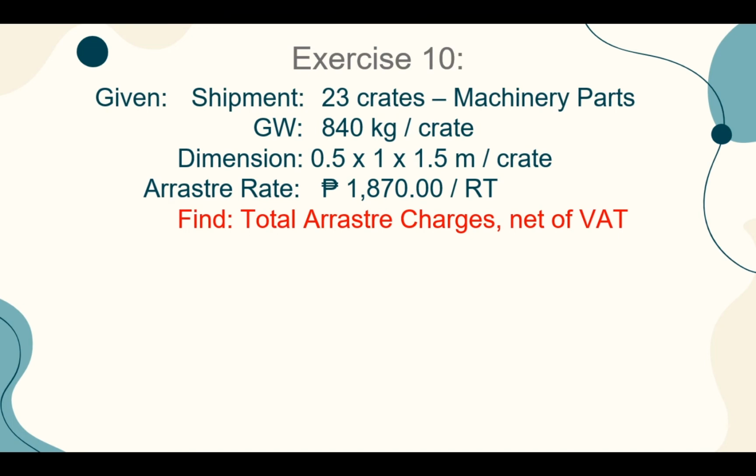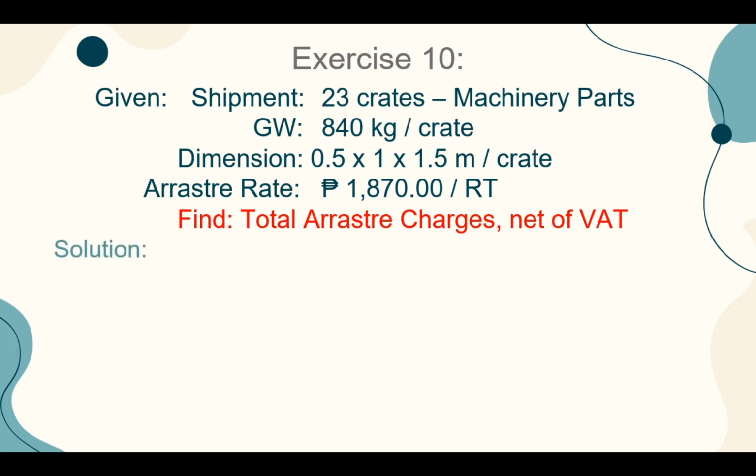Our shipment is 23 crates of machinery parts. Our gross weight is 840 kilograms per crate. Our dimension is 0.5 by 1 by 1.5 meter per crate. Our arrastre rate is equal to 1,870 pesos per revenue ton. So, let's find out the arrastre charge, net of VAT. What does it mean, net of VAT? Ibig sabihin, hindi kasama yung VAT.